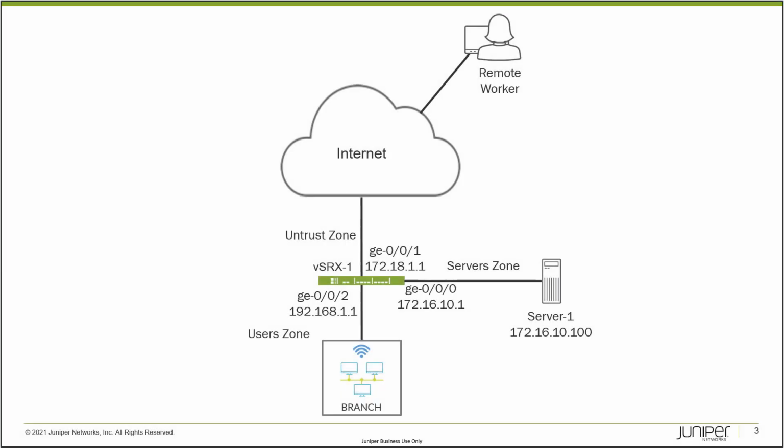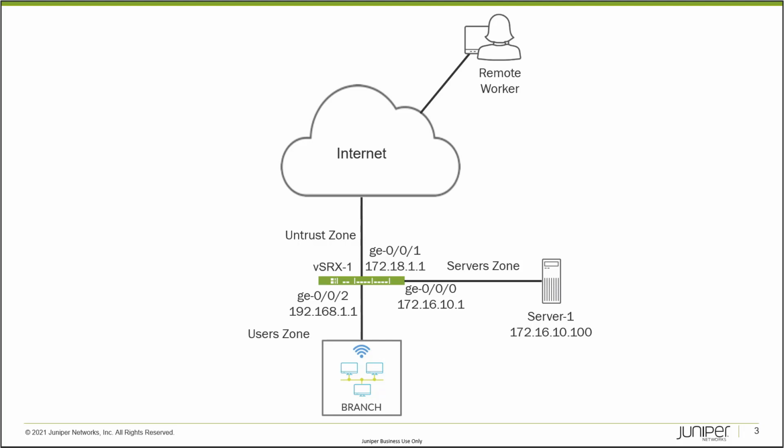Alright, so here is our topology. In the topology, we have VSRX1, which will be acting as our gateway. So we have that remote worker up top that will be using the Juniper Secure Connect application to connect into the gateway, which is VSRX1, to access internal resources.